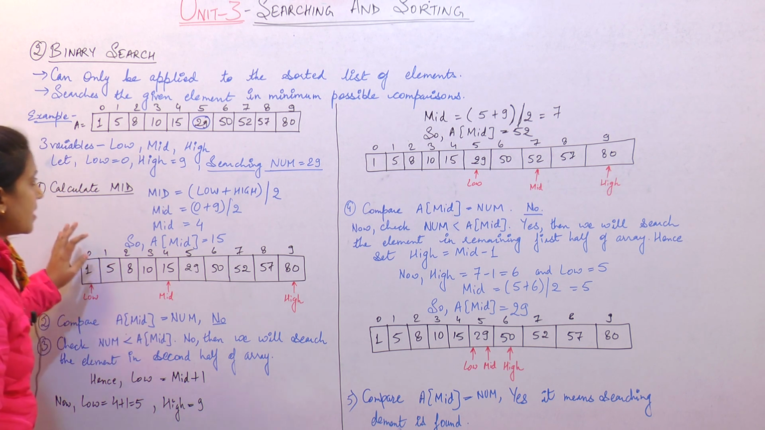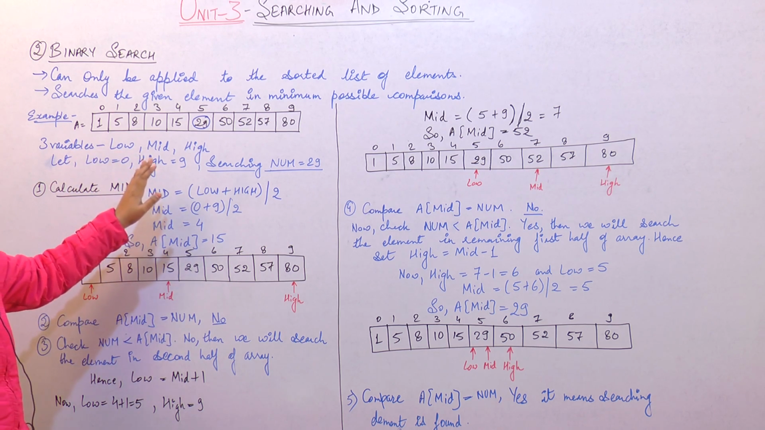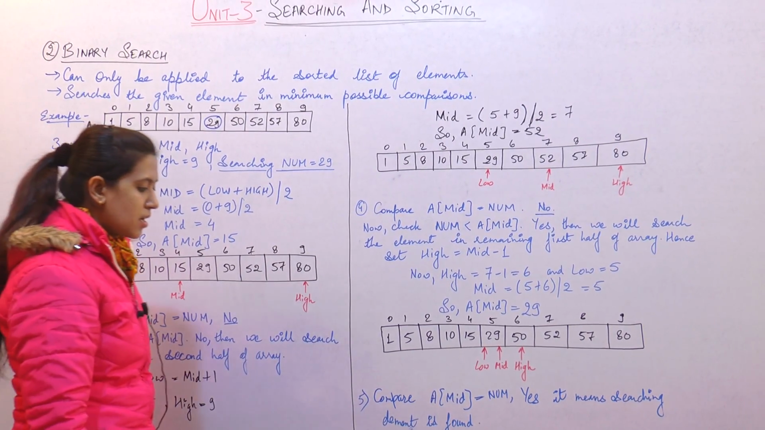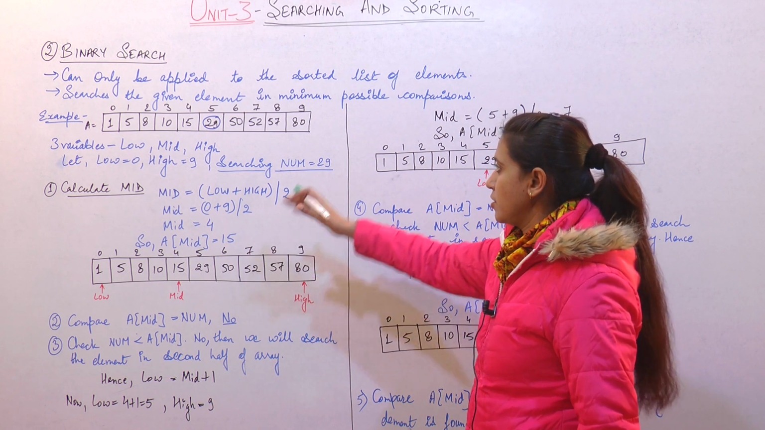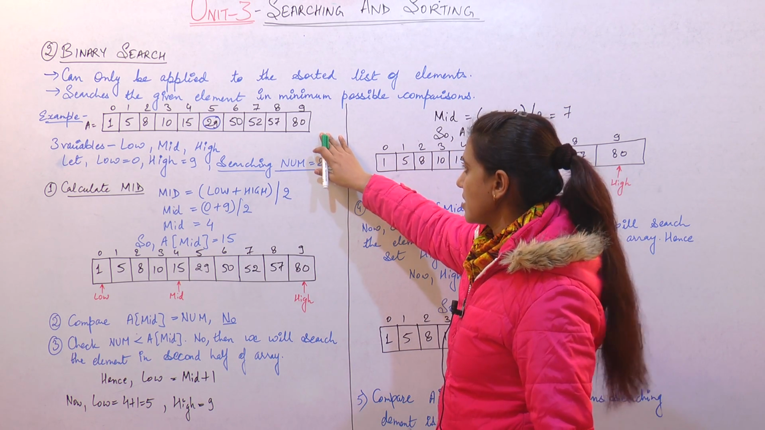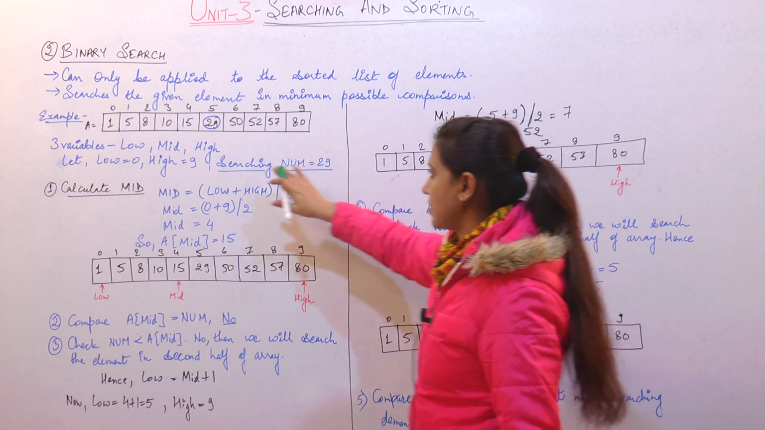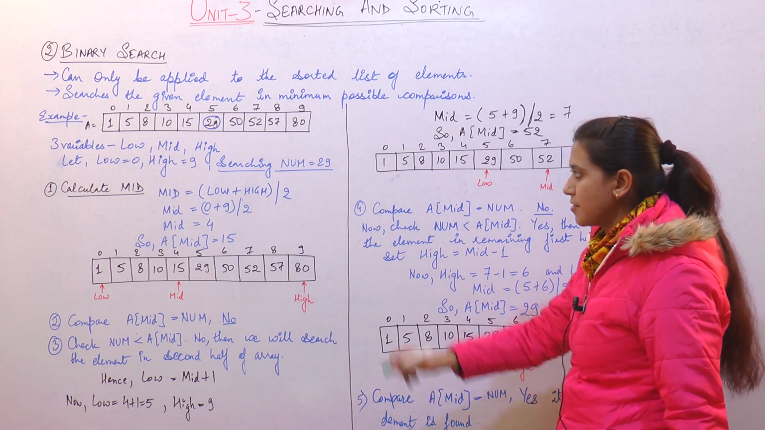So let's understand this binary search technique with an example. We have an array. In this array we have 10 elements and all these elements are arranged in sorted form. Sorted form means either in increasing form or in decreasing form. So all the elements are arranged in increasing form, that means from left to right.